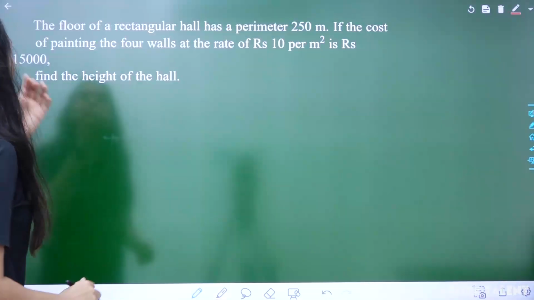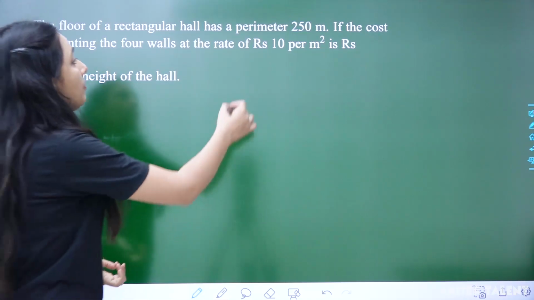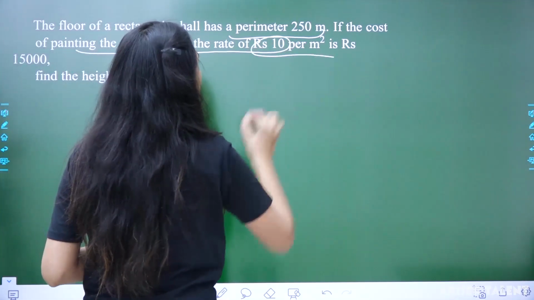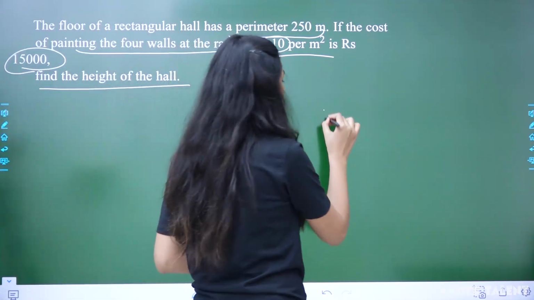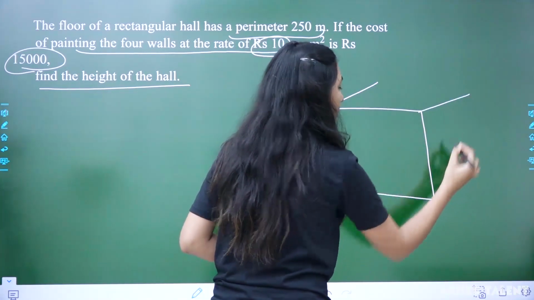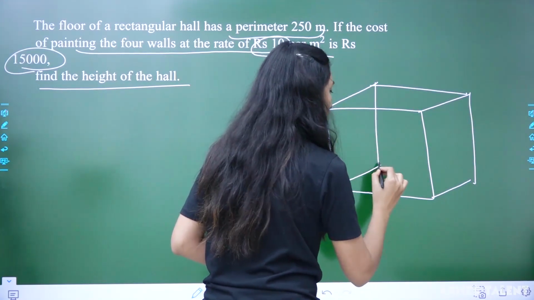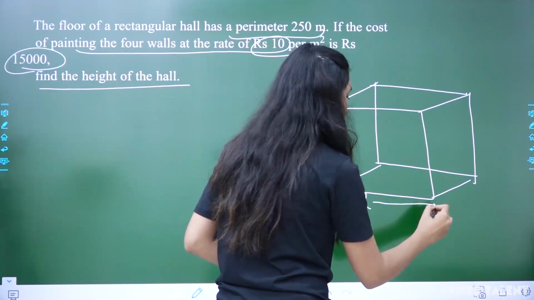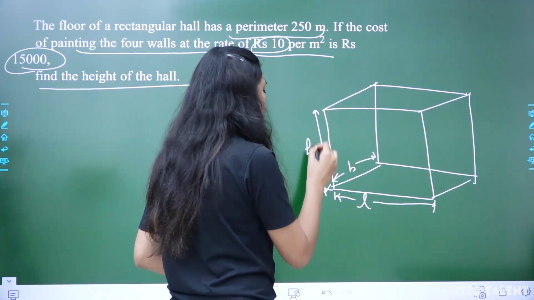Okay. In the next question, the floor of a rectangular hall has a perimeter of 250 meter. If the cost of painting the 4 walls at the rate of rupees 10 per meter square is rupees 15,000, find the height of the hall. Again, we are having the hall here, with some length, some width, and some height. We have to calculate the height.